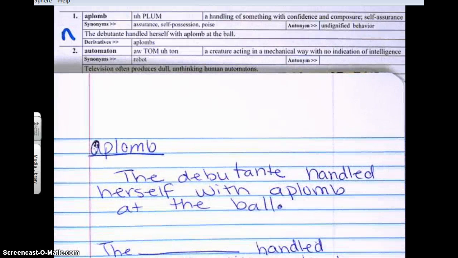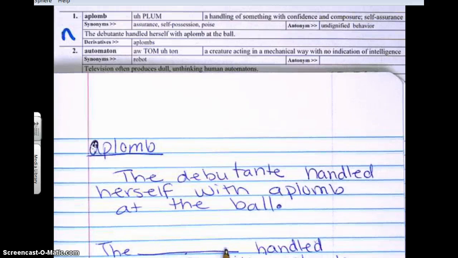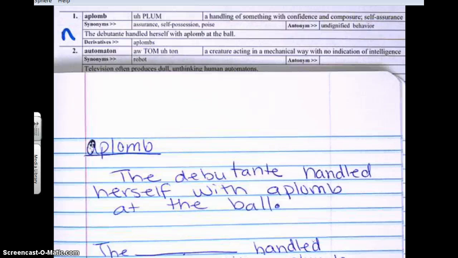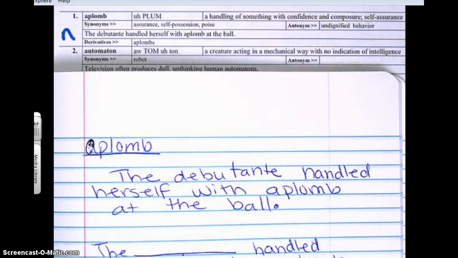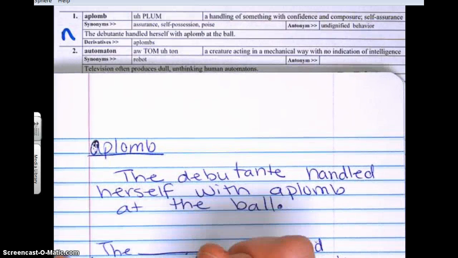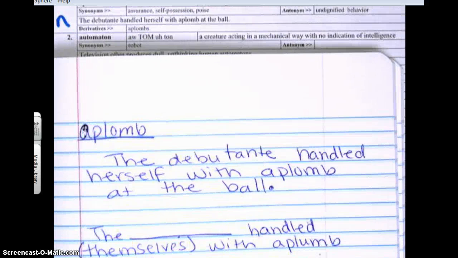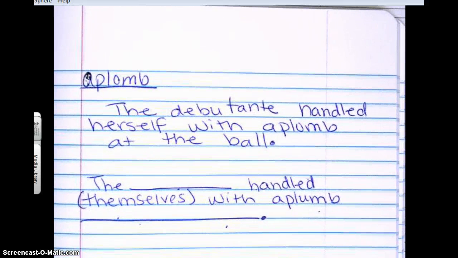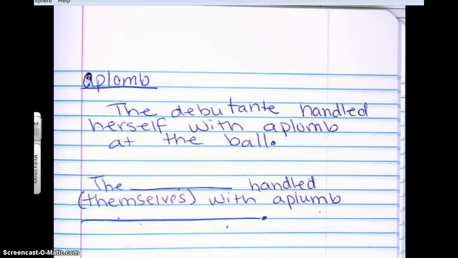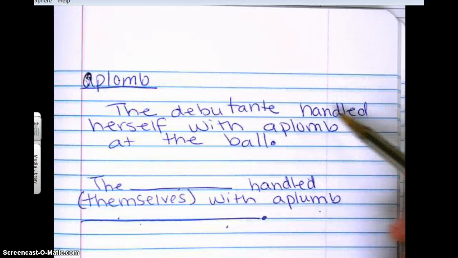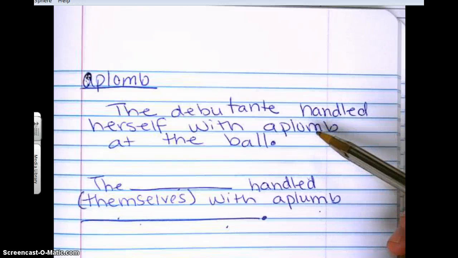It could be the players handled themselves with aplomb during the game. It could be the teacher handled herself with aplomb. So this could be herself, themselves, himself. It could be a lot of different things. So go ahead and write a sentence that follows the model sentence. The sentence here is a model. I promise you when teachers write these test questions, they look at this.